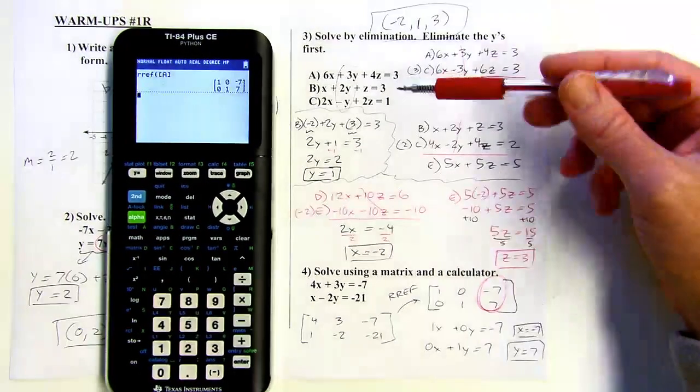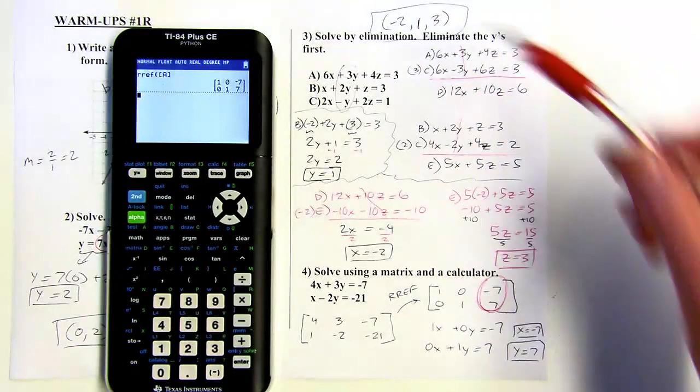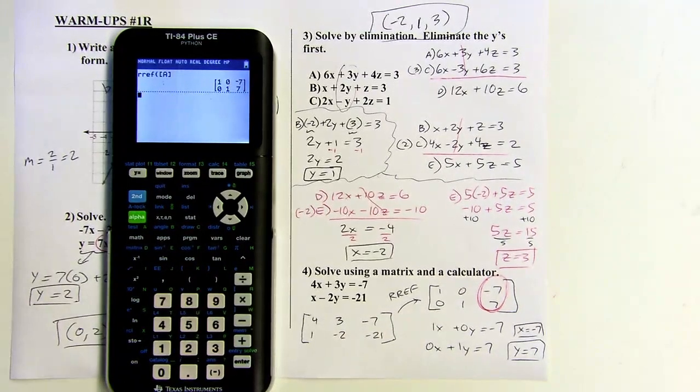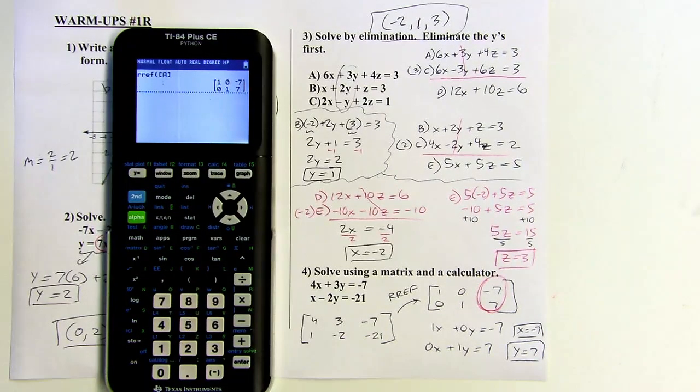So you could use that process by inputting a 3x4 matrix in as well and using rref to put it in reduced row echelon form. Whew, that was a long one. Okay, see you next time.